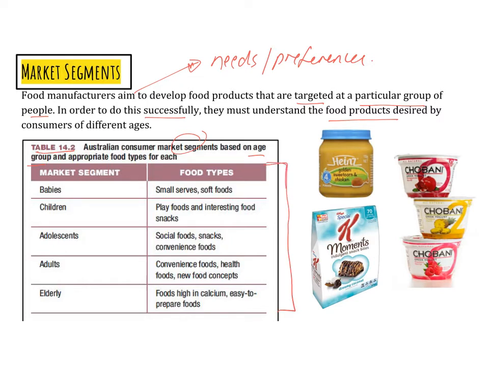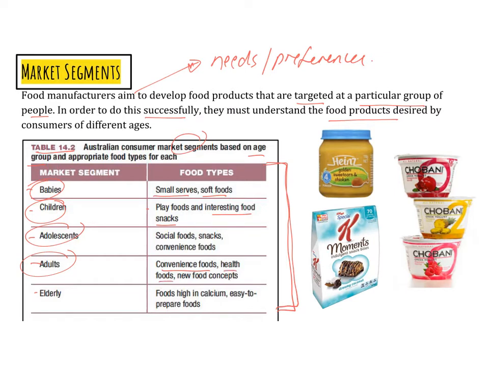These are the factors that must be considered when developing a new food product for each of the market segments. For babies, they require small serves and soft foods. Children require play foods and interesting snacks. Adolescents require social foods, so food they can eat while socialising or on the go, as well as snacks and convenience foods for when they are going to school or university, etc. Adolescents, again, due to busy lifestyles, require convenience foods, foods that need very minimal preparation and cooking and can be eaten on the go.